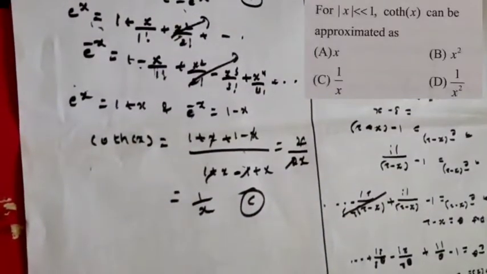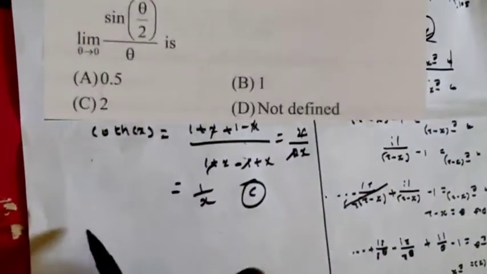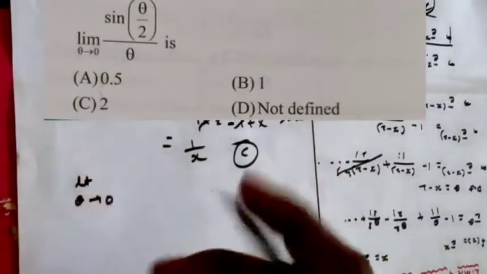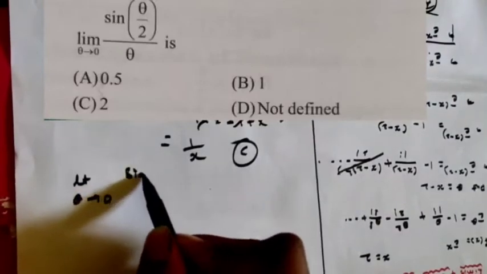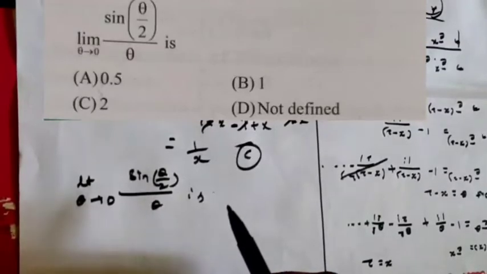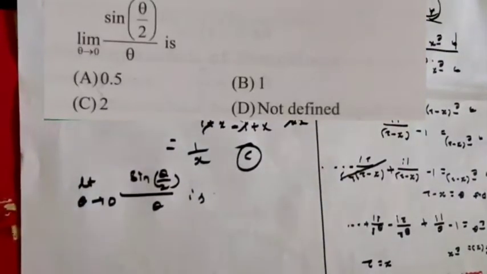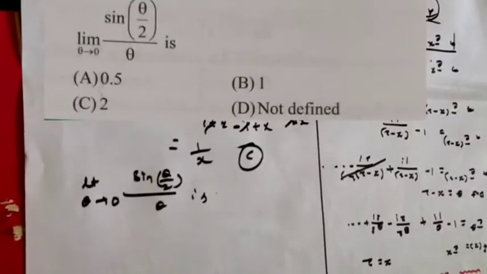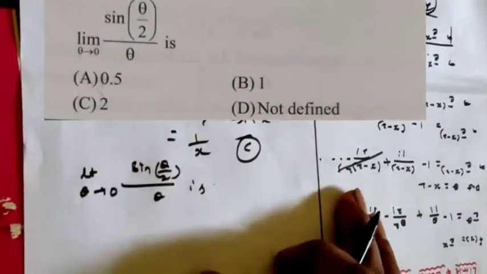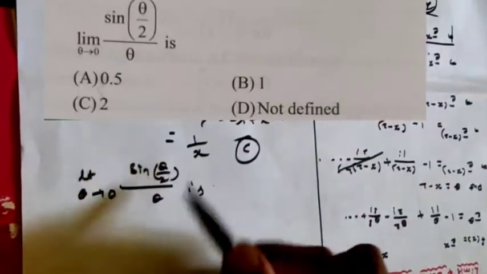Okay, next problem is limit theta tends to 0 of sin theta by 2 by theta. The given options are option A is 0.5, option B is 1, option C is 2 and option D is not defined. This is also a problem asked in Electronics and Communication Engineering 2017, IIT Kanpur. Okay, we have to find the limit of this function.